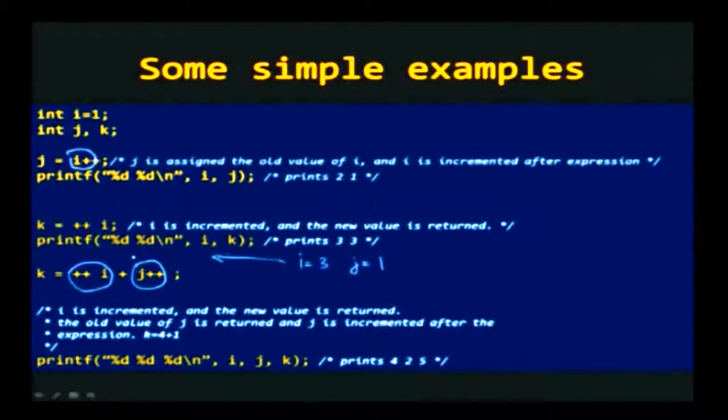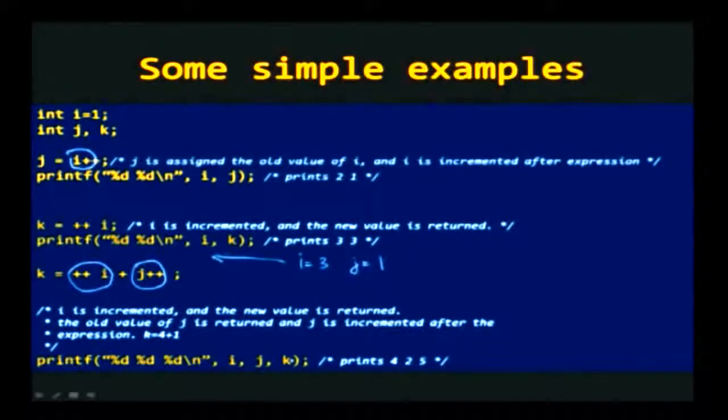So, the old value of j will be used, and then j will be incremented. Okay. So, here the value that will be used will be 4, and here the value that will be used will be the old value of j, which is 1. Okay. So, k will be 4 plus 1, which is 5. i will be incremented, so i becomes 4, and after this expression is over, j will be incremented, so j becomes 2. So, when you print this, you will see that i is 4, j is 2 and k is 5. So, understand why k is 5, because it is 4 plus 1 rather than 4 plus 2.